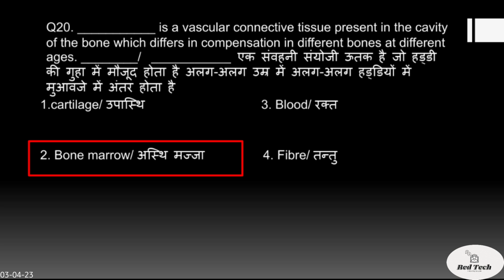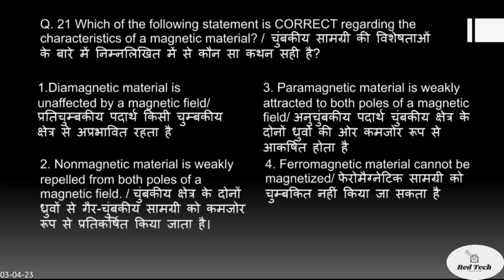So I hope you go through the options, you can easily answer this question. Question number 21. Which of the following statements is correct regarding characteristics of a magnetic material? So which statement is basically correct regarding magnetic material?